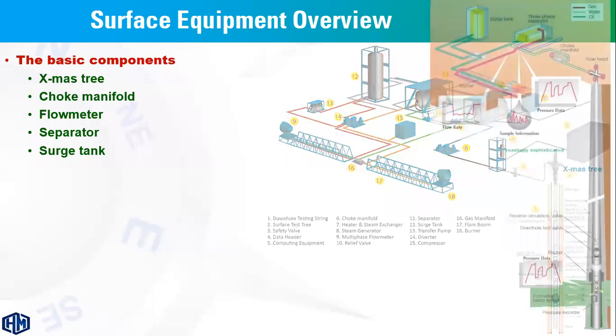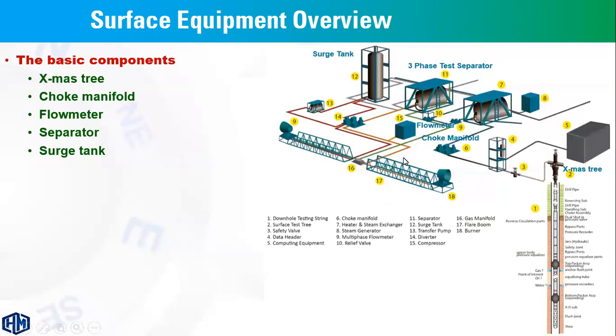After that, the second important component in surface testing equipment is the choke manifold. The objective of the choke manifold is to change the choke size during the test, and also the choke manifold facilitates fluid sampling during your test. The next important component in well testing on the surface is the test separator. It's important for three-phase or two-phase separation and fluid metering.